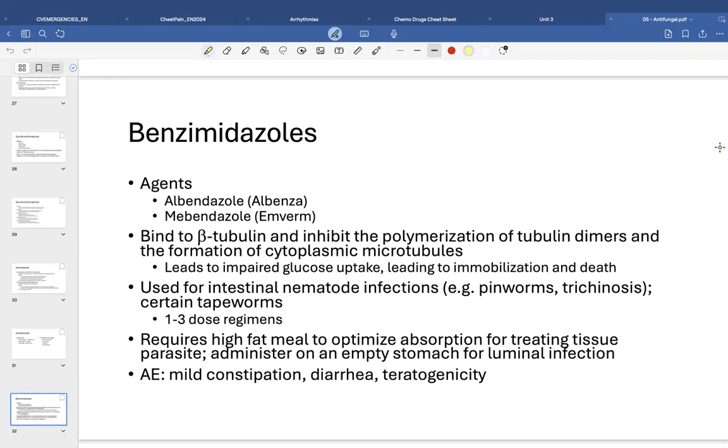It's given as one to three dose regimens. If you ever have to treat someone with it, you should take it with a high-fat meal to improve absorption if it's a systemic infection. But if it's a luminal infection, meaning that you don't necessarily want it to be absorbed, then the best approach is actually to take it on an empty stomach, so that it doesn't absorb as much and it can work in the gut. These are short regimens, but they can have some mild toxicity.